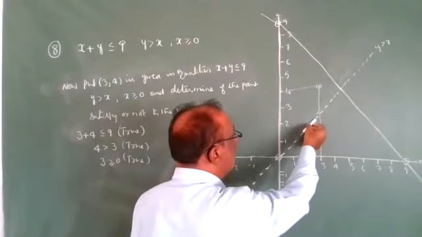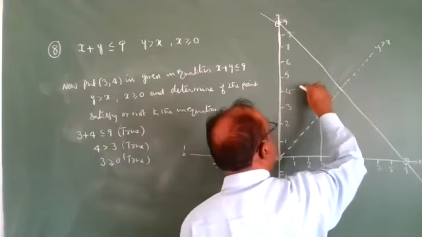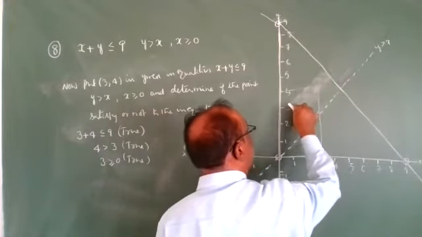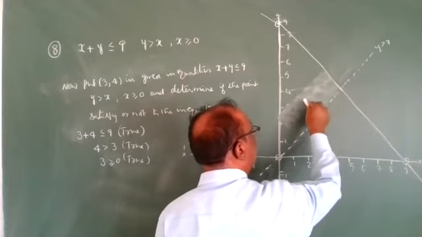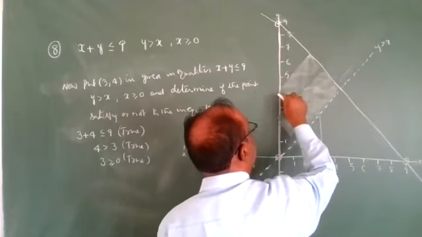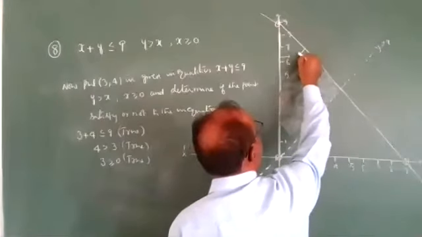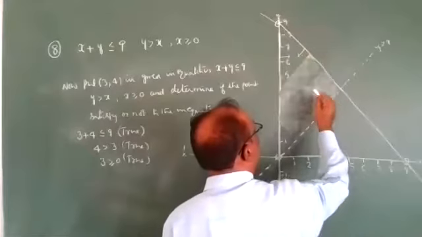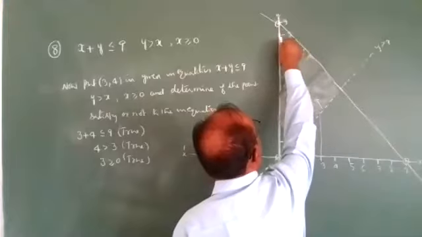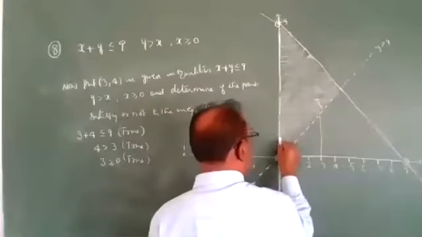This is also the point side. This line is also the point side. So this is the common region, the common region of all the lines.